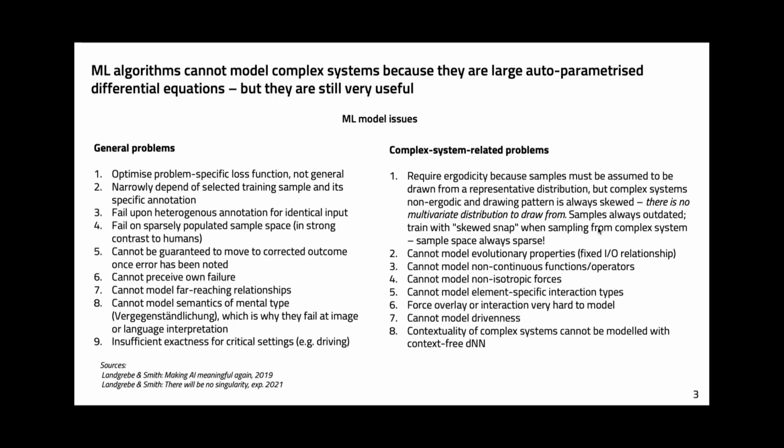Also, they don't have evolutionary properties. They cannot model evolutionary properties because they model a fixed input-output relationship. But when you have evolutionary properties, input-output relationships change all the time. Because they are differentiable models, they cannot model non-continuous operators or functionals. And also they can, of course, not model non-isotropic forces. They cannot model element-specific interaction types. And also force overlay or interaction is very hard to model.